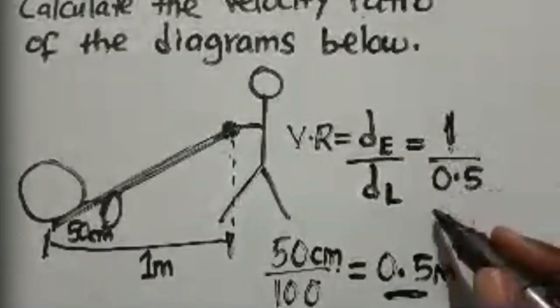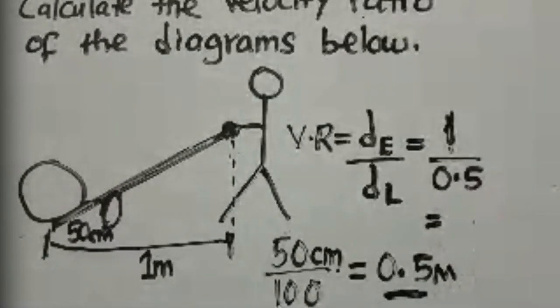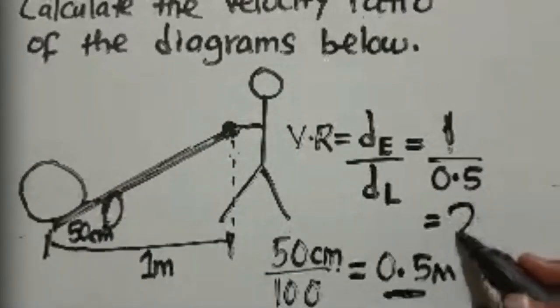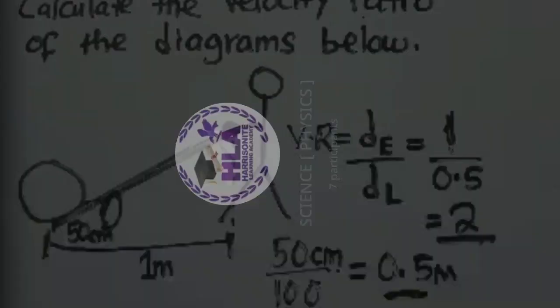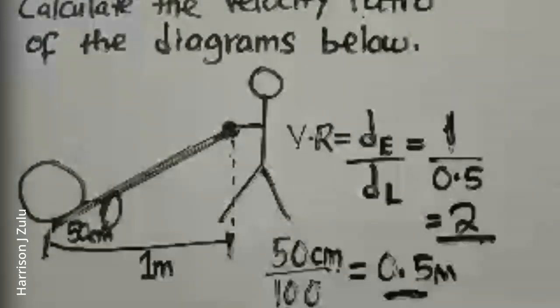So 1 divided by 0.5, what is your answer? When you use your calculator, you get 2 as your answer. This one has no units. It is a ratio. We are saying velocity ratio. Even mechanical advantage has no units. These are ratios. So make sure we understand it that way. I noticed we were making mistakes on that part. Some people were putting units. This one has no units.